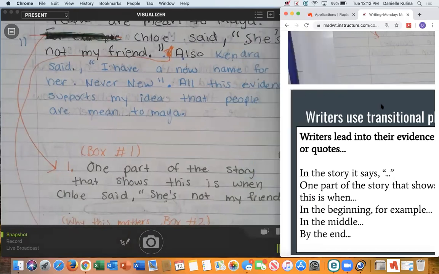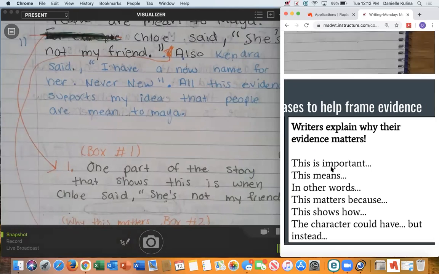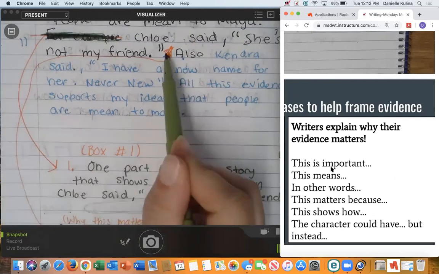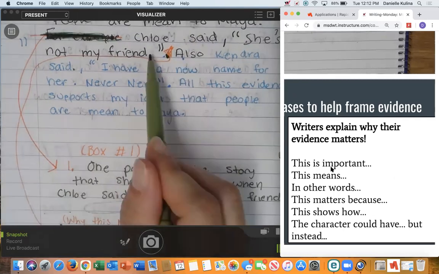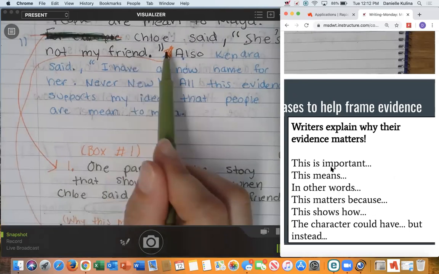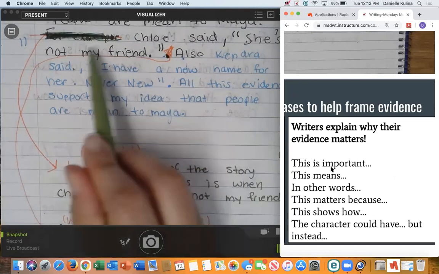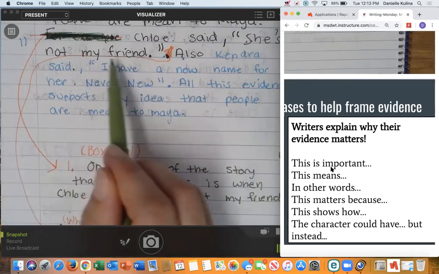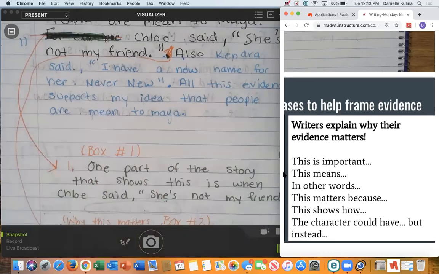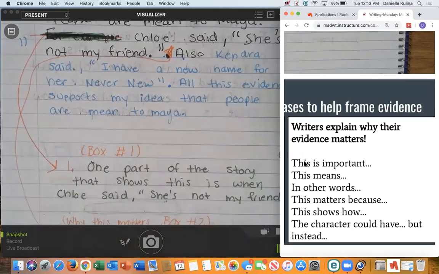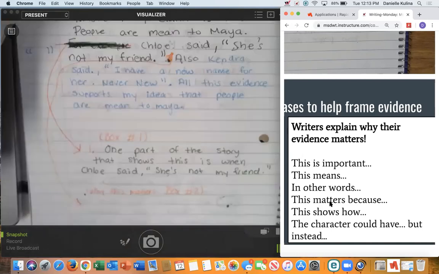Now, box number 2. The second part that we had to add, look, I put a star here because after my quote, after my evidence, which my evidence is this quote, I have to add a sentence that explains why this quote is important, why it matters. So look, I also did that. Did you do that? Okay, so look at these phrases. You could start it out with this is important, this means, in other words, this matters because, this shows how, the character could have, but instead.